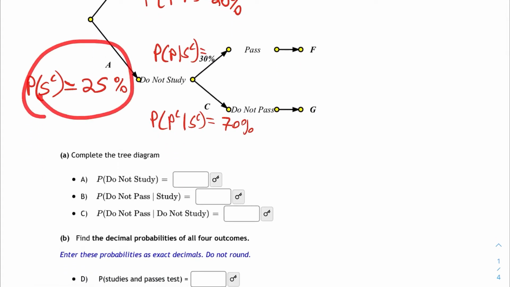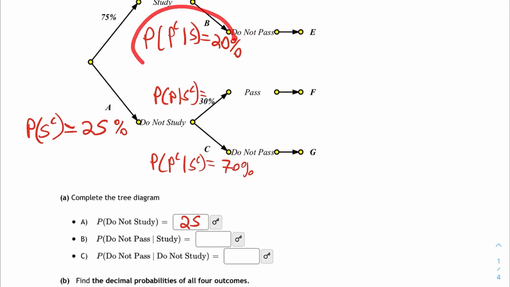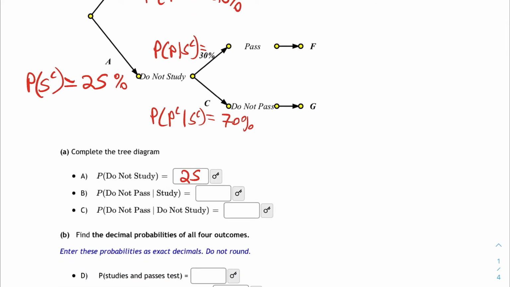A, the probability that the student did not study is 25. B, the probability that they did not pass given that they studied is 20%. And C, the probability that they did not pass given that they did not study is 70%. All right, that's how you fill those out.